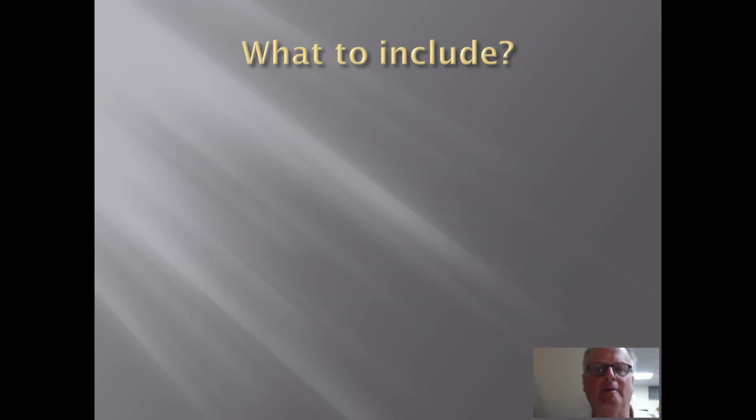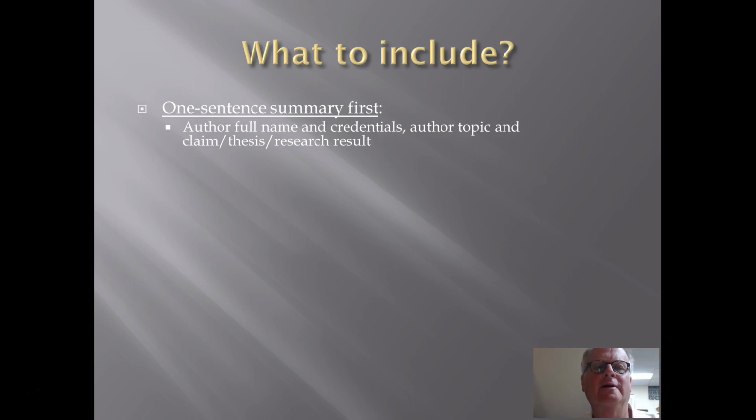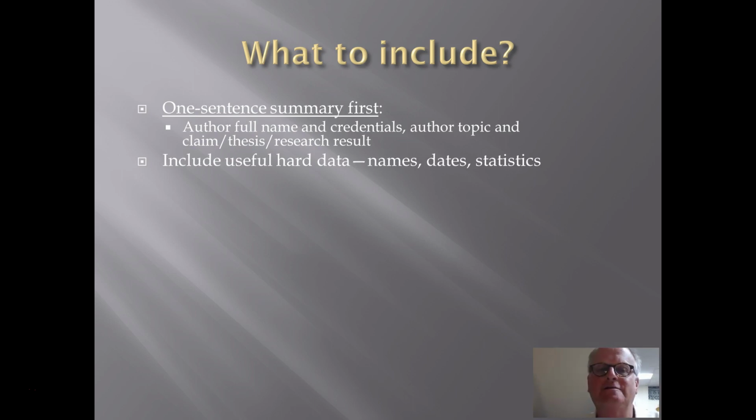What do you include in a summary? Well, here's a variety of factors. The first thing you write is a 1-sentence summary, and that says, here's the Fred Smith article on academic integrity, makes the claim that blah, blah, blah. And that's going to be your first sentence. After that, you're going to have a variety of choices to make. You might want to include useful, what we call hard data, names, dates, and statistics, for example.